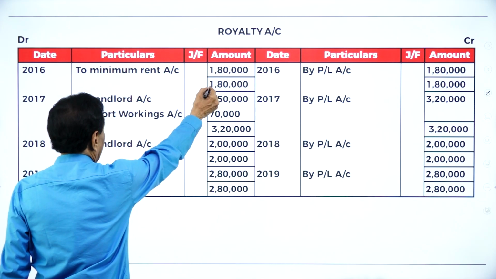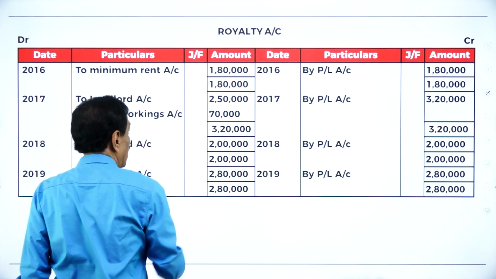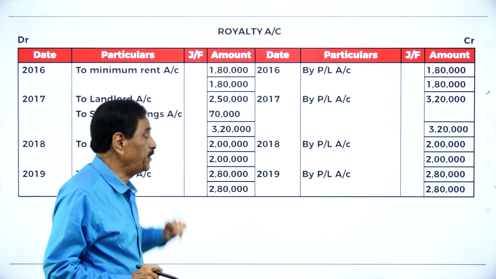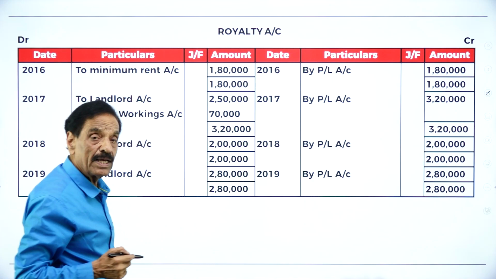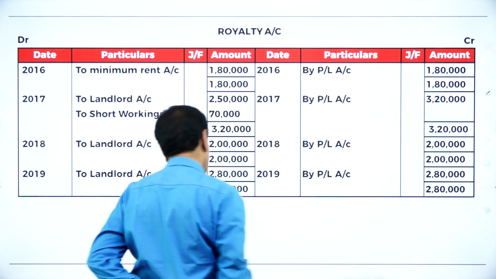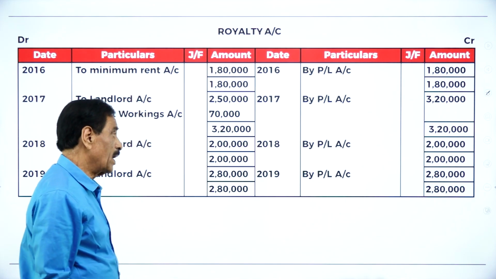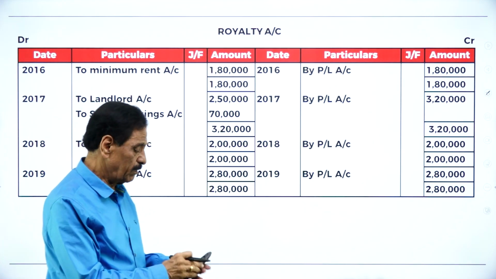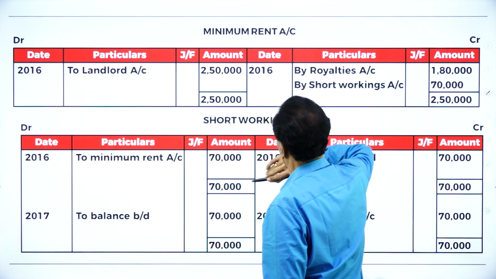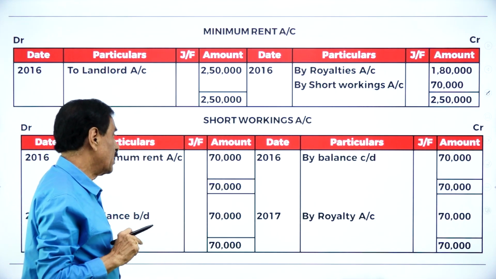First year, 1,80,000. Minimum rent you are going to pay. Transfer to profit and loss account. Second year, you got 3,20,000. Out of that, how much money did we pay to the landlord? 2,50,000. How much recovered? 70,000 has been recovered. In the third year, you are going to pay the 2 lakh, transfer to P&L account. In the fourth year, whichever is more, that is the royalty is more, you are going to pay the royalty to the landlord, 2,80,000 by profit and loss account. Minimum rent, what's the entry? Royalties account debit, short working account debit to minimum rent. So minimum rent to landlord account. Only 1 year we have got a minimum rent. That's all.